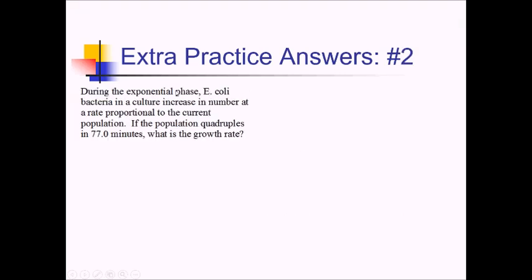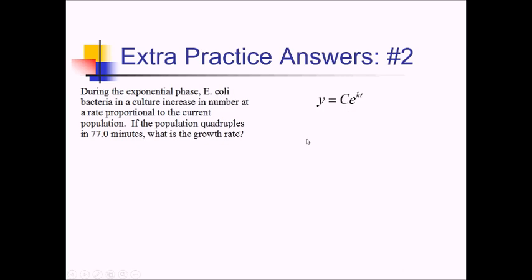On this problem, we have some E. coli, which during its exponential phase increases in number at a rate proportional to the current population. So basically, they're saying we have exponential growth is what this is talking about. So let's immediately write y equals Ce to the kt. That's our exponential growth formula. And now if the population quadruples in 77 minutes, what's the growth rate? So we're solving for k. That means we need to plug things in for y, c, and also t.